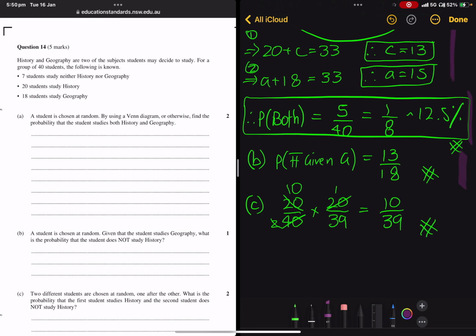So you will need some working, which is the two fractions multiplied, the 20 on 40, the 20 on 39, and then you'll need the 10 on 39. So 1 mark for the fraction, 1 mark for the answer. The marker notes make this clear. They tell you that 1 mark is for obtaining the probability of a student studying history as 20 on 40 or equivalent merit, and then the second mark is for providing the correct solution. So you do have to have a little bit of working.